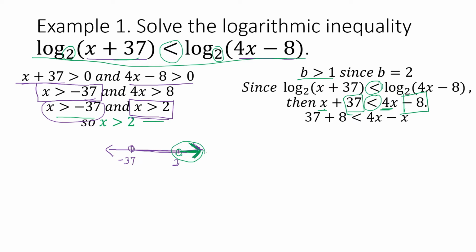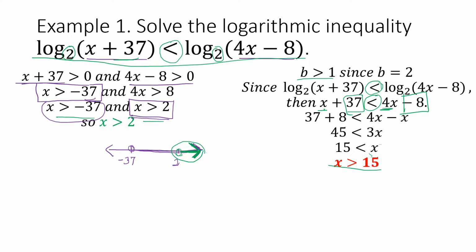So on the left side, you'll get x minus x is 0. And on the right side, it will be 4x minus x. Combining them, we'll get 45 is less than 3x. By dividing both sides by 3 or multiplying both sides by 1/3, we will get 15 is less than x. 15 is less than x is the same as x is greater than 15. So by the reflexive property, we have x is greater than 15.